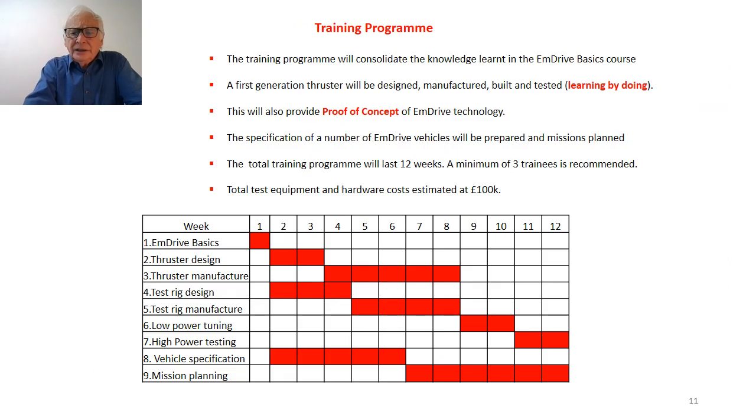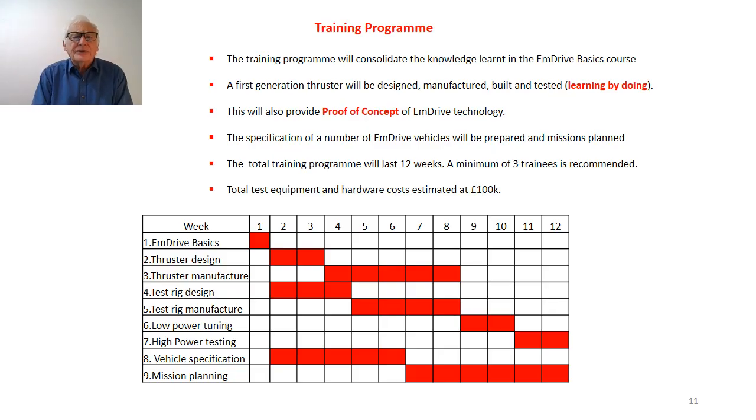So at the very beginning of these lectures, I said that EmDrive Basics is a course which is the first part of a training program. And here we see an outline of what that training program would be. And the idea is that it will consolidate the knowledge learnt over the last 10 lectures.